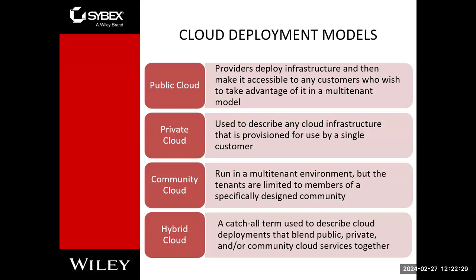Public cloud, think AWS, Google, Azure. Private cloud, think of your own data center where you have your own infrastructure. It might be somewhat managed by a third-party entity. Community cloud might be a cloud that is just for a specific industry, a specific customer base, a specific community. And a hybrid is a catch-all. This could be a combination of any two of those three, or all three for that matter.